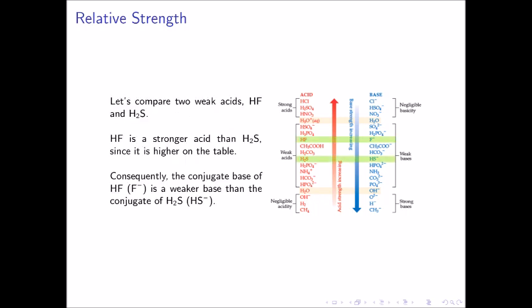We can use this table to compare the relative strengths of two different acids or two different bases. In this case, we have highlighted hydrofluoric acid, HF, and hydrogen sulfide, H2S. Because hydrofluoric acid lies higher on the table on the left-hand side than H2S, it is considered to be a stronger acid. Consequently, looking in the right-hand column, we see that the conjugate base of hydrofluoric acid, F-, is a weaker base than the conjugate base of H2S, or HS-. This is because the HS- lies lower on the right-hand side than F-.